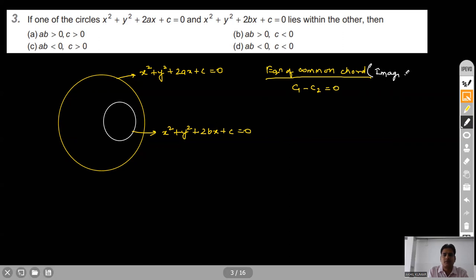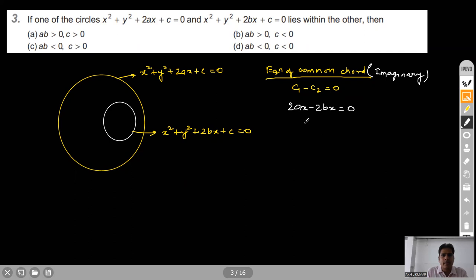Why? Because these two circles are not cutting each other. So there will be no common chord in real. It will be imaginary basically. So this C1 minus C2 equal to 0. What will be our C1 minus C2? The x square and y square terms will both get cancelled. It will be 2ax minus 2bx. This c and c will also get cancelled. So it will be equal to 0.